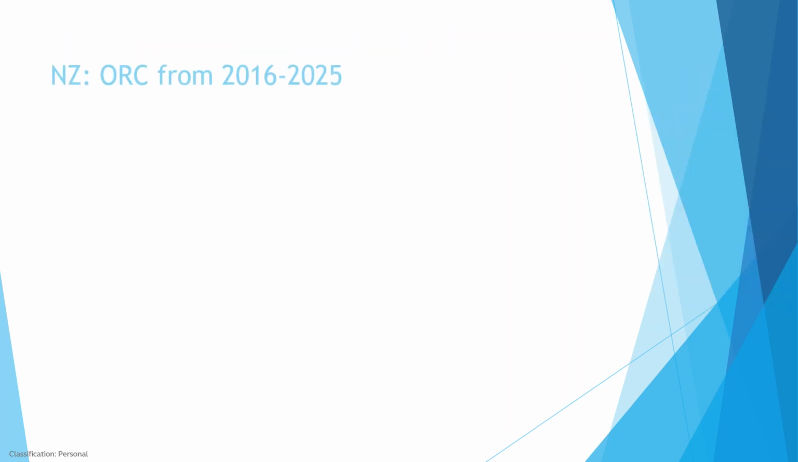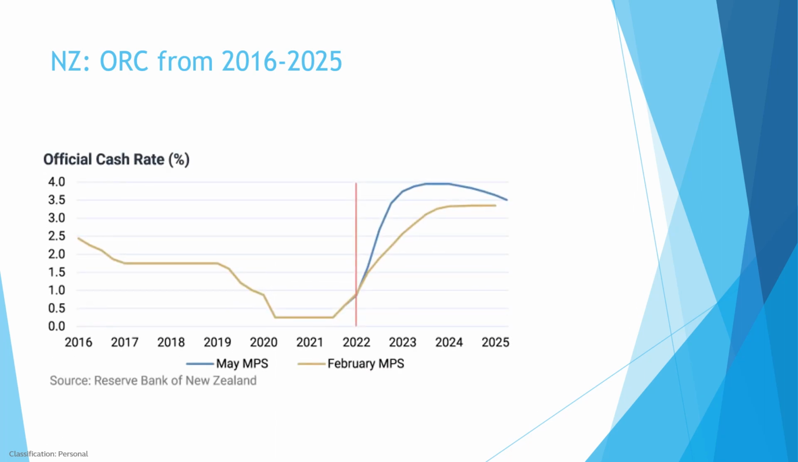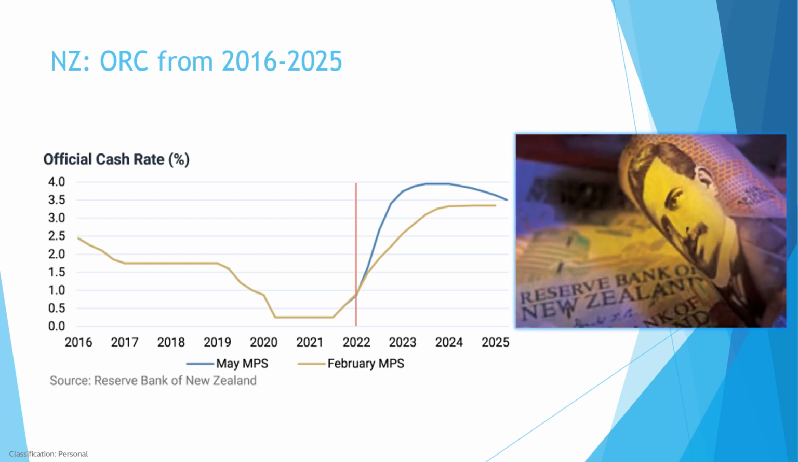The New Zealand OCR from 2006 to 2025. While the interest rates have fluctuated somewhat over the years, they have generally remained relatively stable. This has helped to promote a predictable borrowing and lending environment for households and businesses, which in turn supports investments and economic growth. Overall, New Zealand's monetary policy has helped to support macroeconomic stability and sustainable economic growth over the long term.